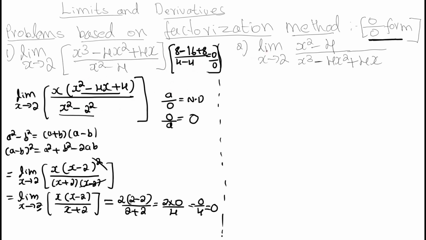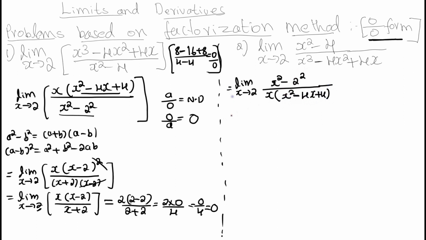See the second question: limit x tending to 2 of x square minus 4 divided by x cube minus 4x square plus 4x. This question is similar to the previous question, but only the numerator and denominator changed, right? So here we can take it as limit x tending to 2, again using the previous formulas, x square minus 4 can be written as x square minus 2 square, divided by, from the denominator take x outside, so that x square minus 4x plus 4 will be remaining.